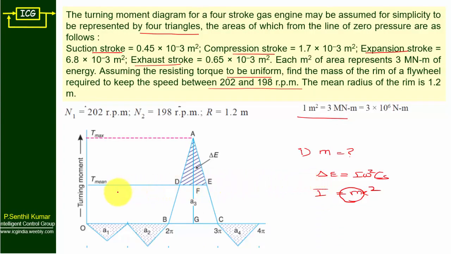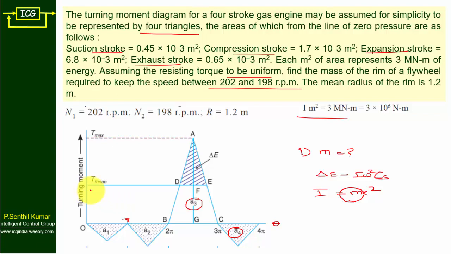So this is the turning moment diagram of the given IC engine. X-axis represents theta, y-axis represents turning moment. A1 represents the area of suction stroke, A2 the area of compression stroke, A3 the area of working stroke, then A4 represents the area of expansion stroke. Each stroke has an angle of pi. So 0 to pi is suction stroke, pi to 2 pi compression stroke, 2 pi to 3 pi working stroke, then 3 pi to 4 pi expansion stroke.